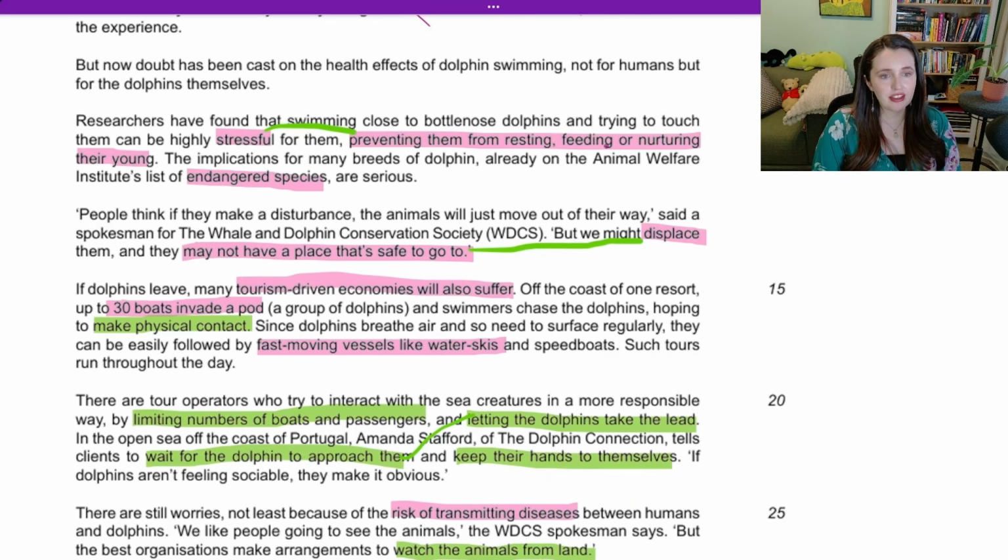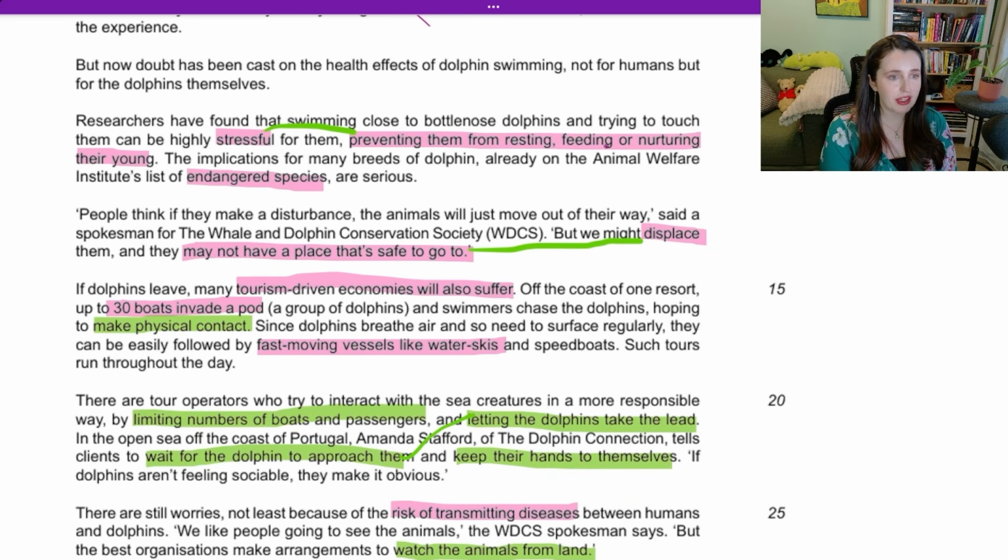People think that if they make a disturbance, the animals will just move out of their way, said a spokesman for the Whale and Dolphin Conservation Society. But we might displace them, and they might not have a place that's safe to go to. Now, notice again, this is the same point. To displace someone means to send them away from their safe home, right? So these are actually the same point. Again, watch out for that.